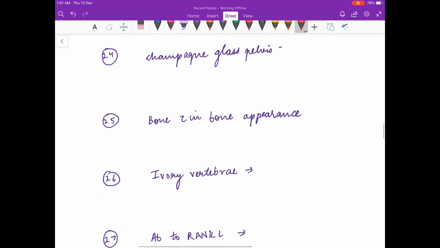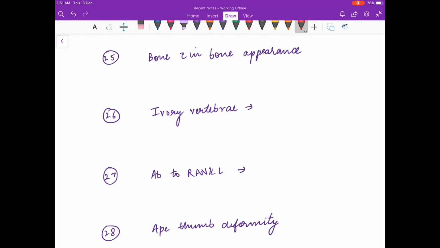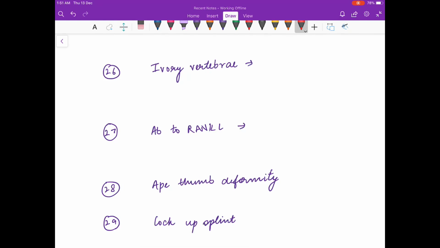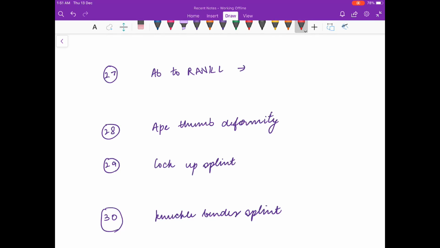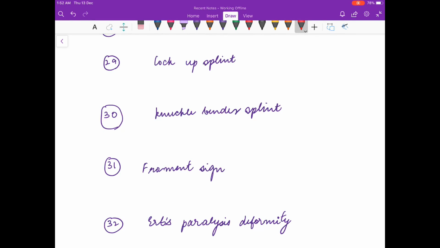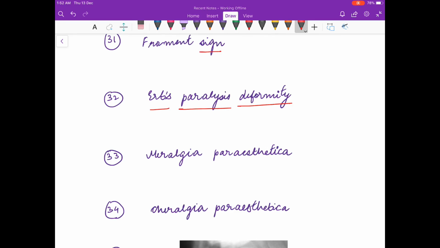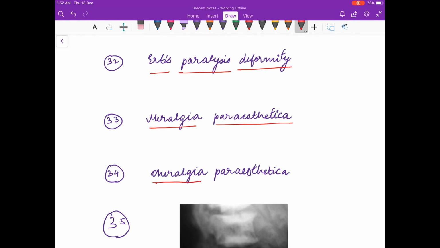Champagne glass pelvis is seen in. Bone within bone appearance is seen in. Ivory vertebrae is seen in. Antibodies to RANKL drug is. Ape thumb deformity is seen in. Cock-up splint is used for. Knuckle bender splint is used for. Froment sign is for testing which nerve. Erb's paralysis deformity is. Meralgia paresthetica, what is it? Cheiralgia paresthetica.